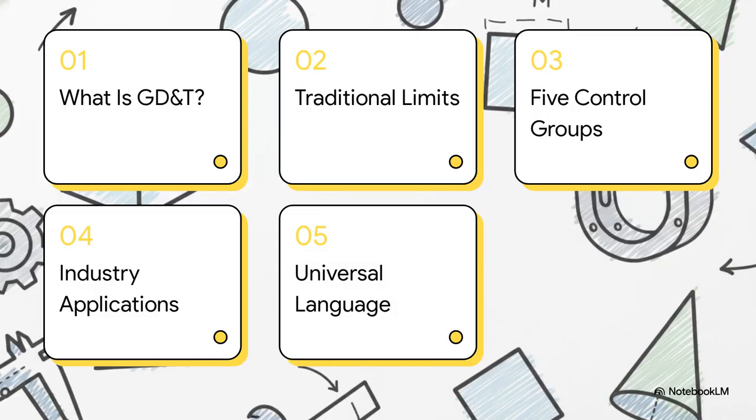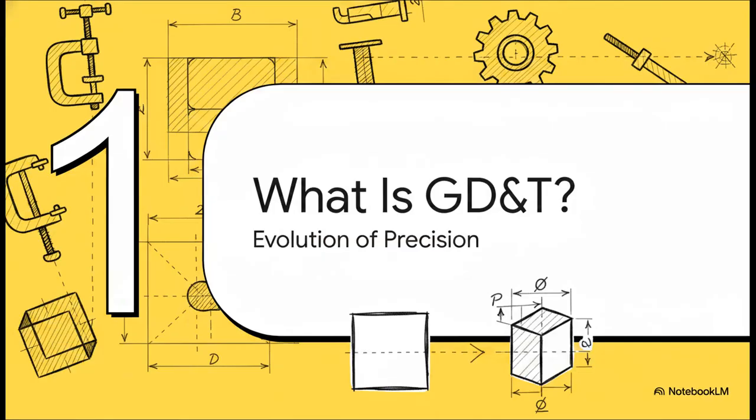We're going to break down what GD&T actually is, look at the limits of traditional tolerancing, walk through the 5 main control groups, touch on some real-world industry applications, and finally, see how this acts as a universal engineering language. All right, let's jump right into Section 1. What is GD&T, and how did precision evolve?